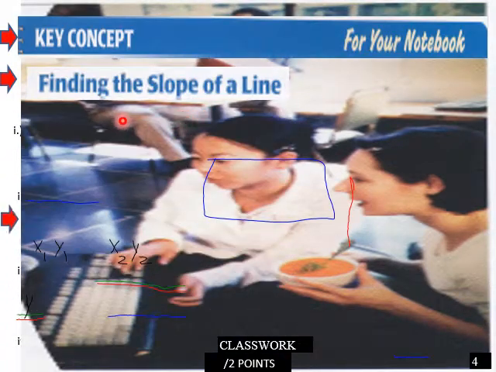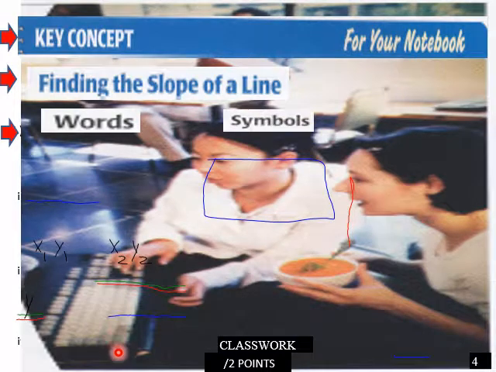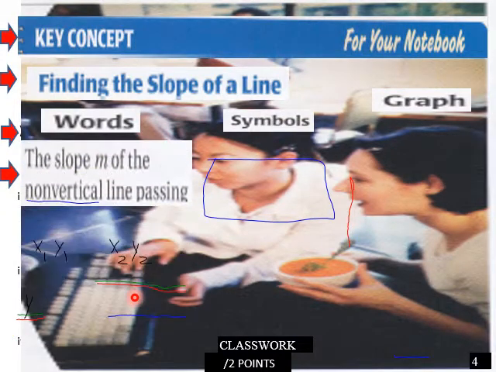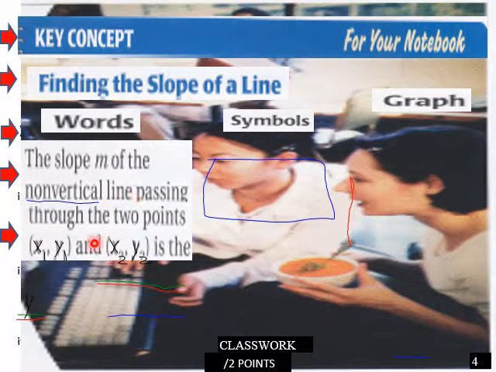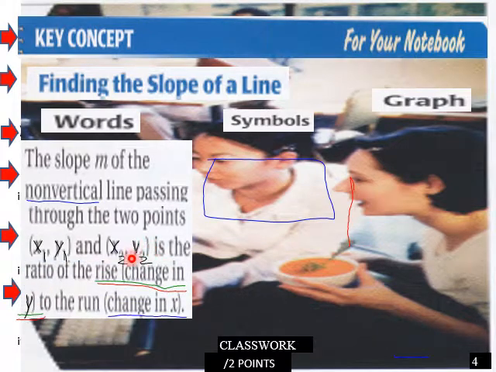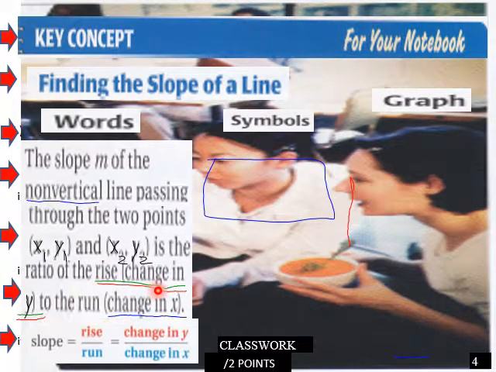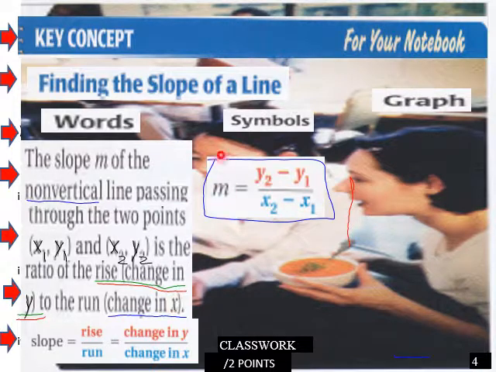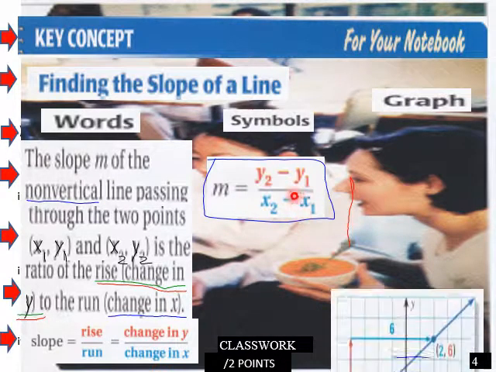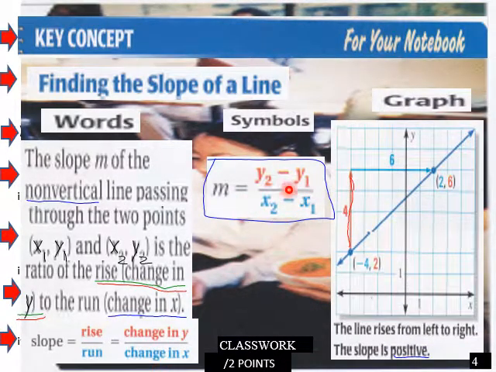Students, in your own words, define slope. Okay, so key concept here, find the slope of a line. Words, symbols, and graph. The slope m of the non-vertical line passing through the 2 points (x1, y1) and (x2, y2) is the ratio of the rise, change in y, to the run, change in x. Slope equals rise over run, change in y over change in x. And then here is the formula to find slope.